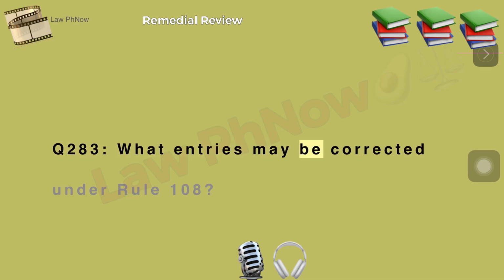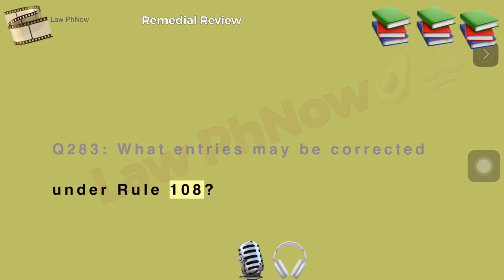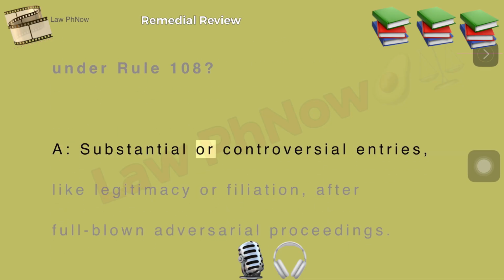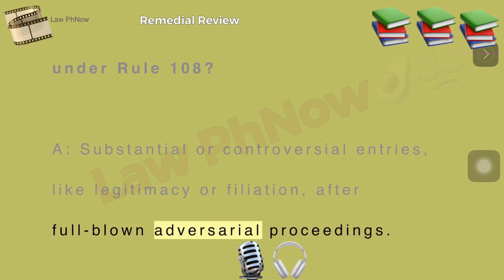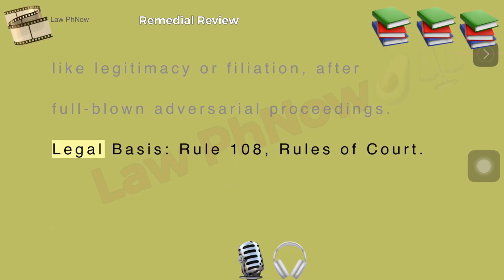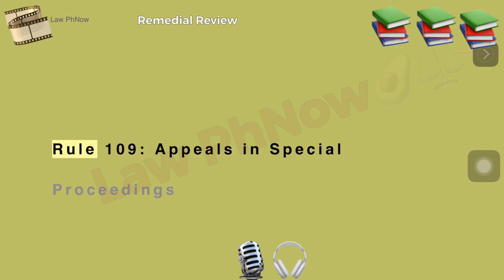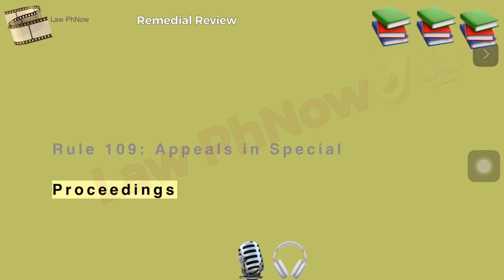Q283, what entries may be corrected under Rule 108? A. Substantial or controversial entries, like legitimacy or filiation, after full-blown adversarial proceedings. Legal basis, Rule 108, Rules of Court. Rule 109, Appeals in Special Proceedings.